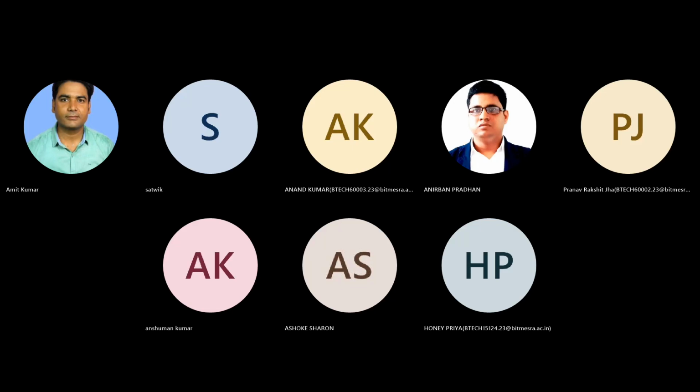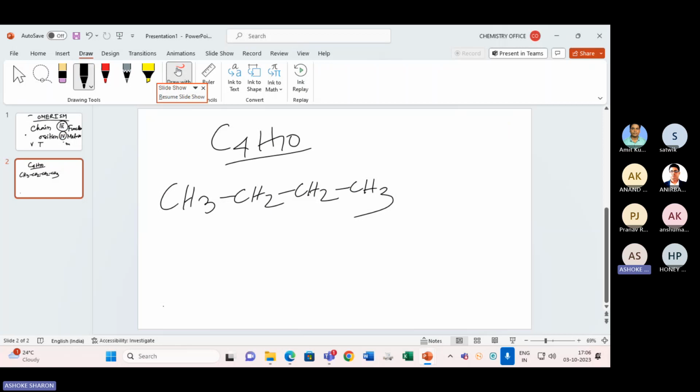In butane, there are other possibilities. So there will be other possibilities like this way: CH3, CH. We can write here CH3 followed by CH3. You can see your molecule has how many? This is CH3. This is CH3.